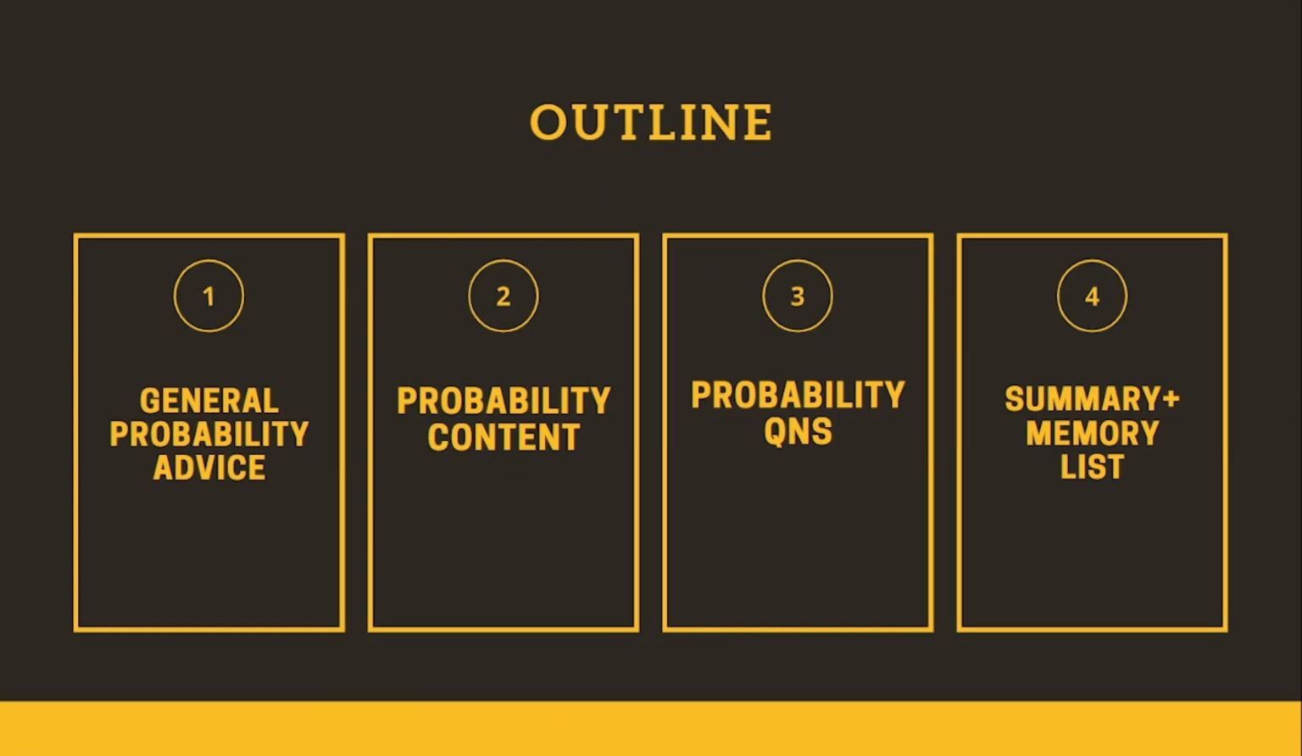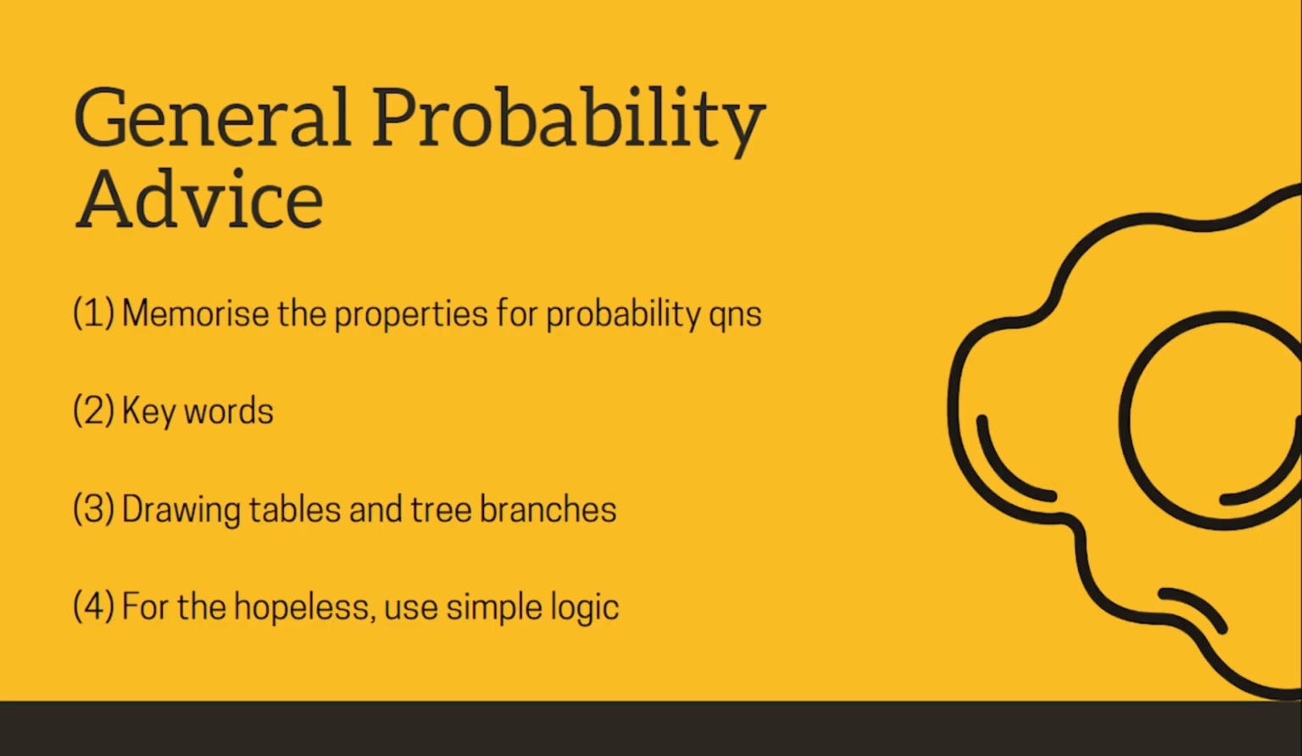So as always, I'll give some advice at the start, very general advice. Then I'll go through some of the content and the questions before finally giving a summary as well as some important stuff that you should memorize for this chapter. And in terms of the general probability advice, I will focus on these four things, which is to memorize the properties of probability questions, or in other words, memorize the necessary things. Then there are some keywords as well in terms of question interpretation. Then there's also simple things that you can do, such as drawing tables, tree branches, or even if you're not sure how to do the chapter as a whole, you can still use simple logic and somehow find a way.